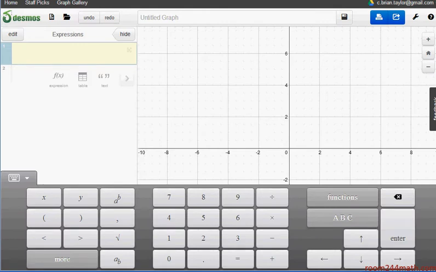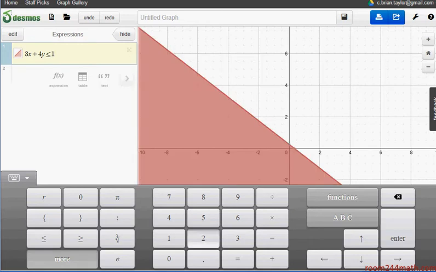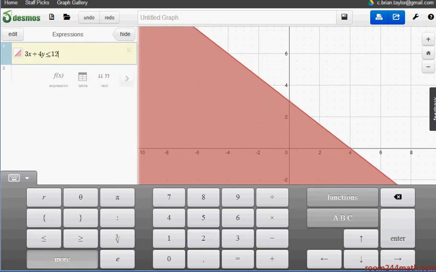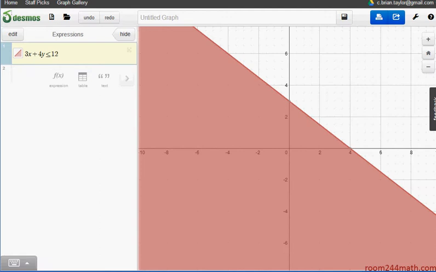So let's just type in the first one the way it looked, which was 3x plus 4y is greater than or equal to. So we've got the greater than sign, hit more, we've got the greater than or equal to sign. Although I think it was less than or equal to. So let's hit less than or equal to 12. And you can see, we'll get the keyboard out of the way, it pops up and it's got half of the xy coordinate plane shaded.